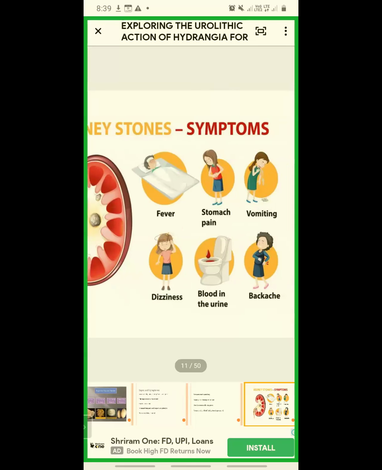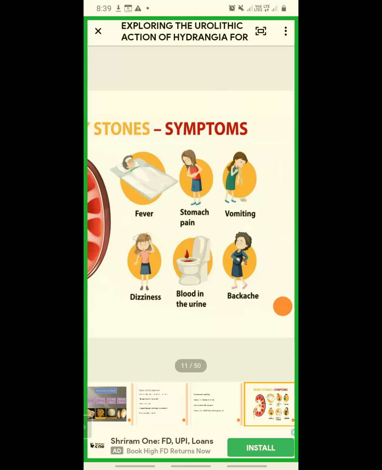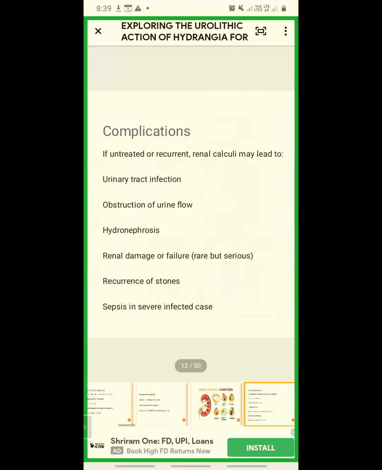So the main symptoms include fever, stomach pain. The pain will be radiated from the loin to the groin, then vomiting, dizziness, blood in urine will be there, and back pain will be there.